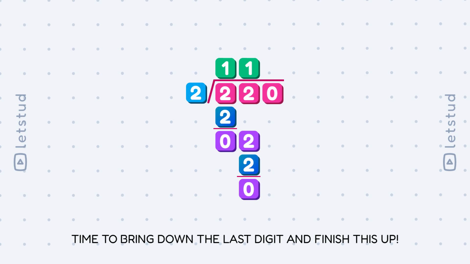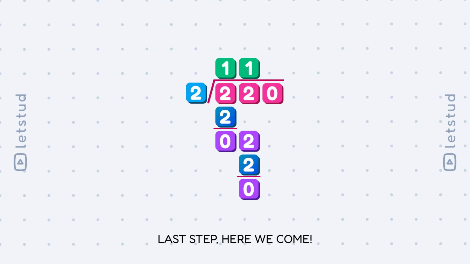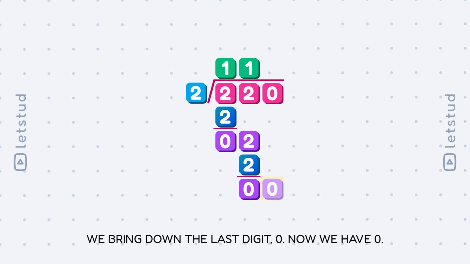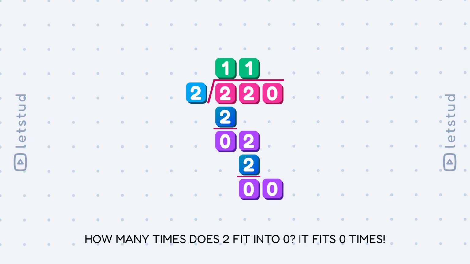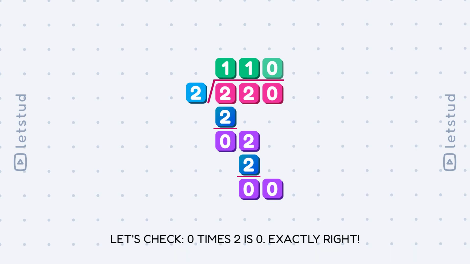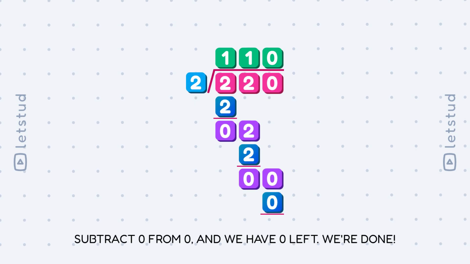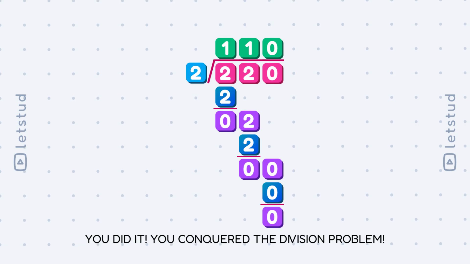Time to bring down the last digit and finish this up. Last step, here we come. We bring down the last digit 0, now we have 0. How many times does 2 fit into 0? It fits 0 times. Let's check: 0 times 2 is 0, exactly right. Subtract 0 from 0 and we have 0 left, we're done. You did it, you conquered the division problem.